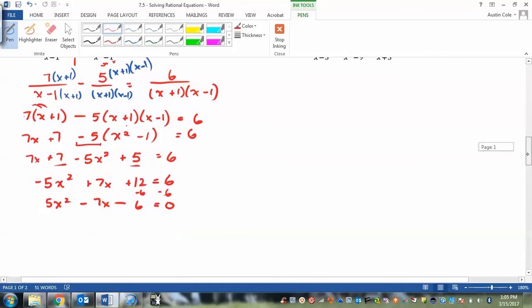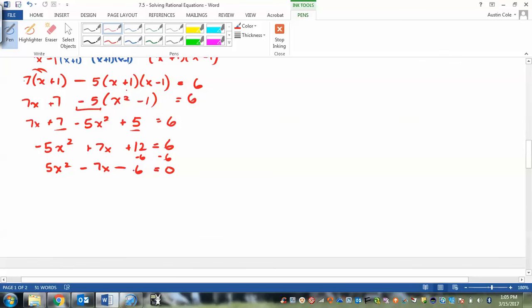So if I make that positive, I better make that negative and make that negative. Okay, so now we need to MARF. There's not a GCF there, so I should say, okay, what are factors of negative 30 that add up to negative 7? I think negative 10 and positive 3 work.